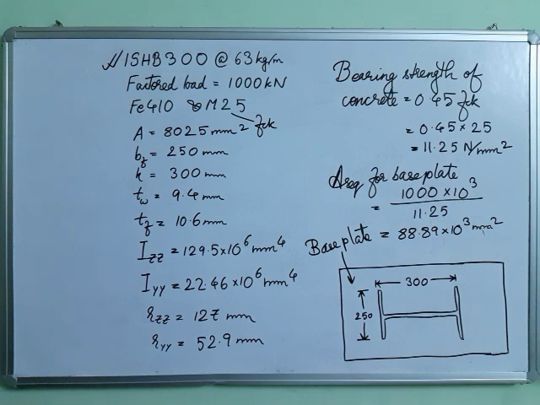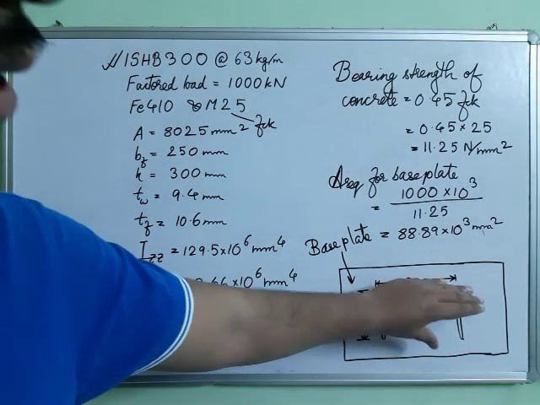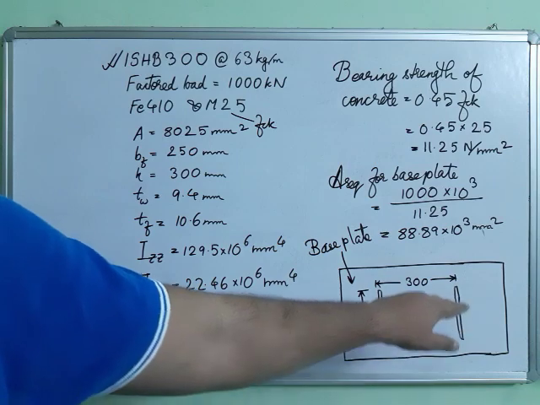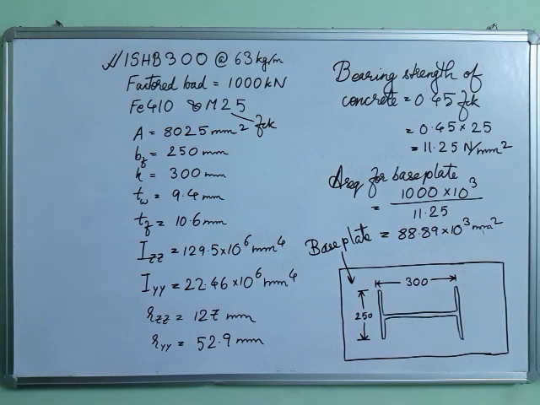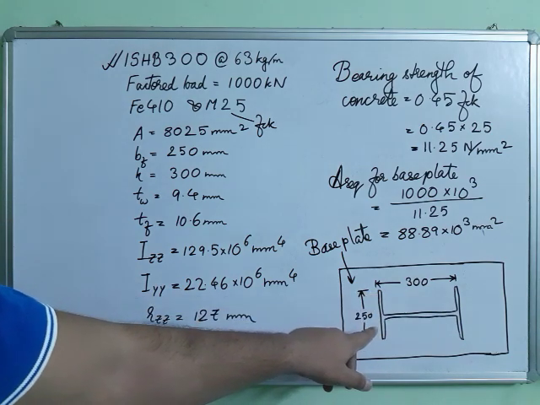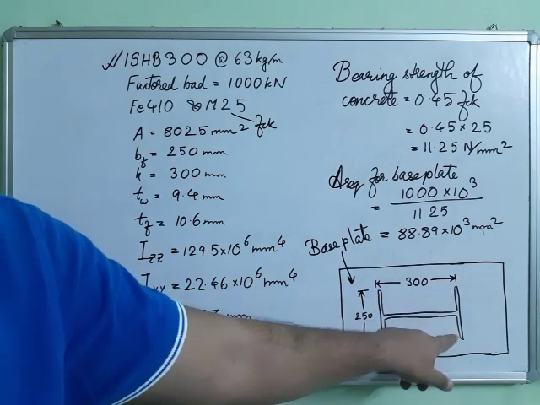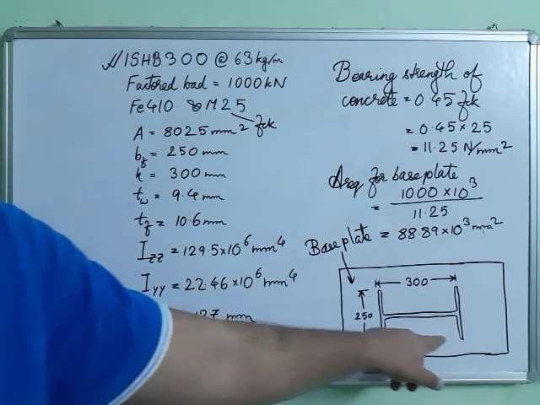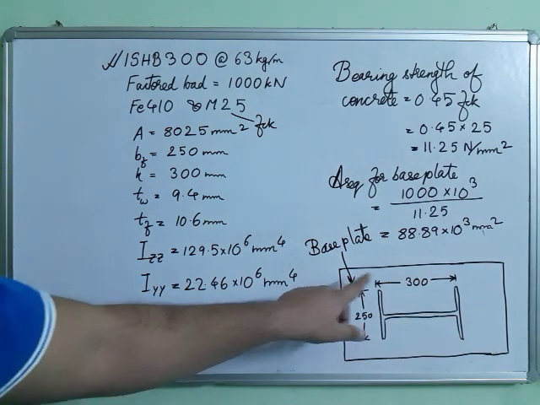Now since this dimension is rectangular, 300 by 250, this overall dimension is rectangular, so that's why we will also take a rectangular base plate. If the dimension would have been square, like 300 and 300, we would also have taken a square base plate. Now since it is 300 by 250, overall it is a rectangular dimension, so we will also take a rectangular base plate.